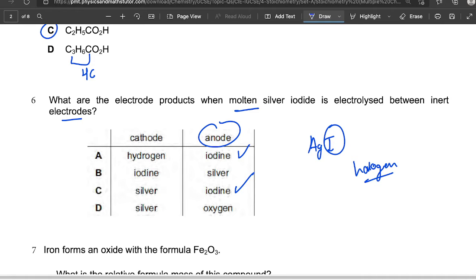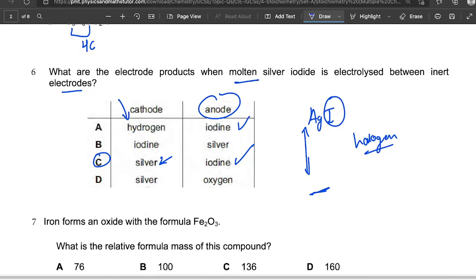Now when we look at the reactivity series, we look at which one can displace the most, and we know that silver, gold and all that is at the bottom of the reactivity series, and the less reactive it is, the more easily it can be displaced. Hence the answer should be at the cathode, silver will be displaced and not hydrogen, because hydrogen is more reactive than silver. Silver is displaced more because it's less reactive. Move on to number 7.